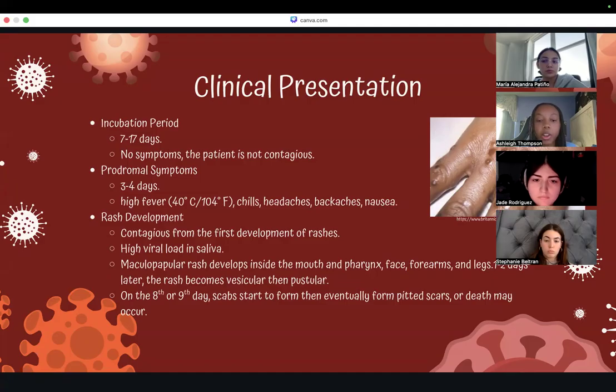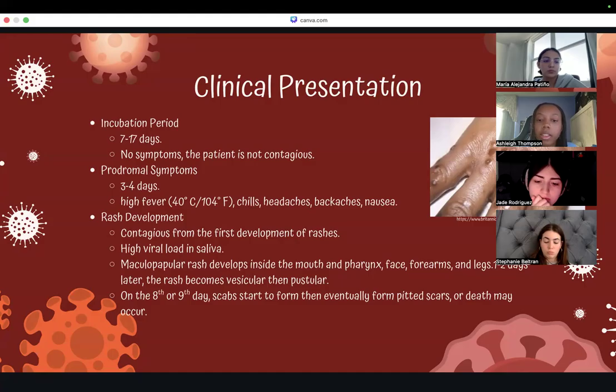A few days later, the rash becomes vesicular, then eventually pustular. By the eighth or ninth day of the rashes forming, scabs will form that eventually will fall off and leave pitted scars. This is also the time where death can occur.